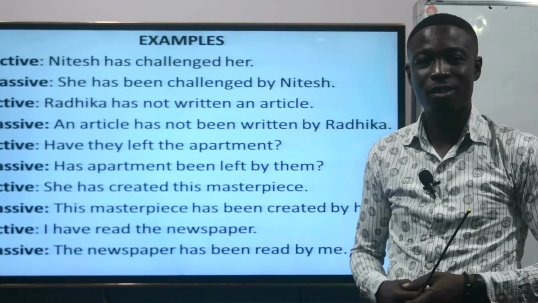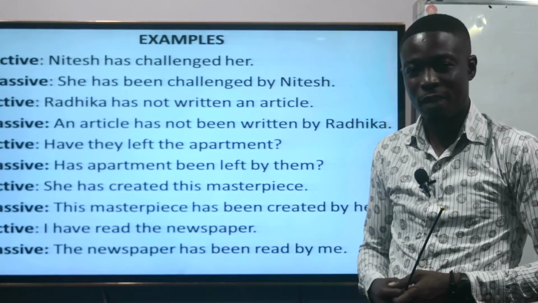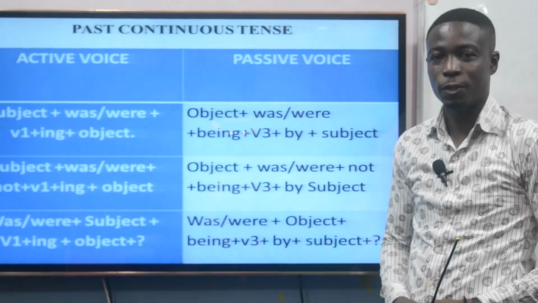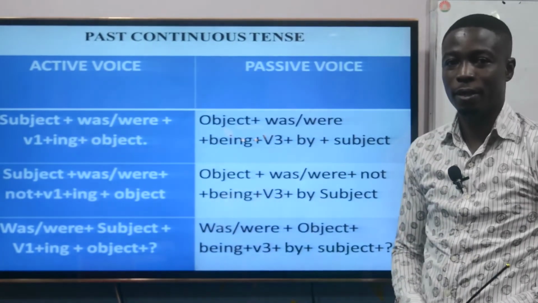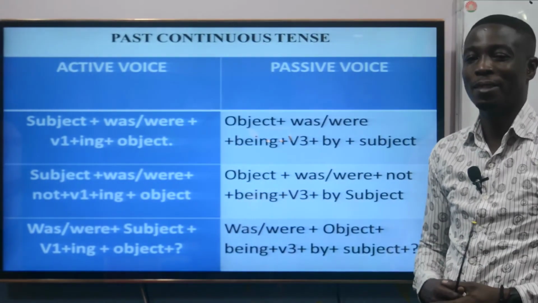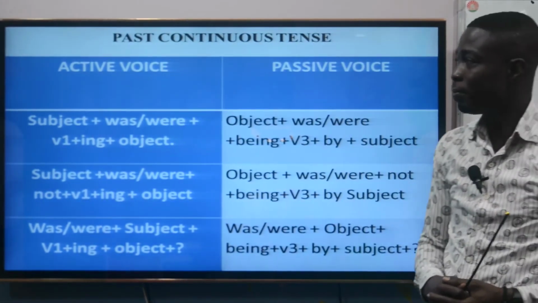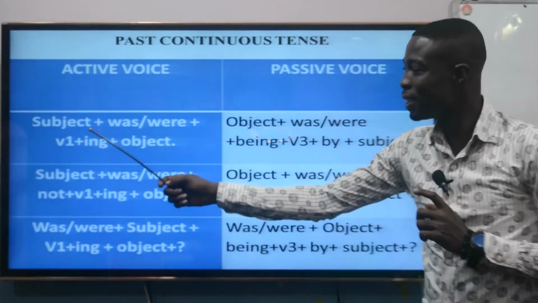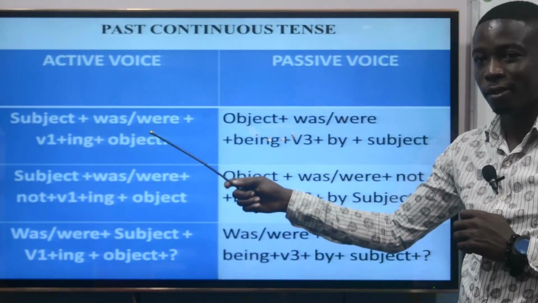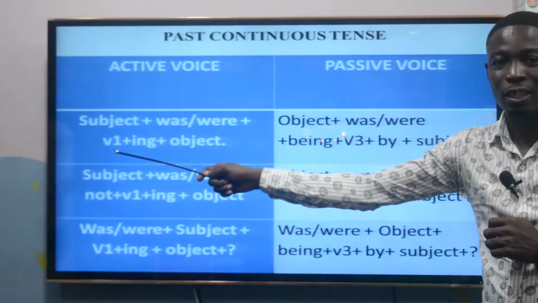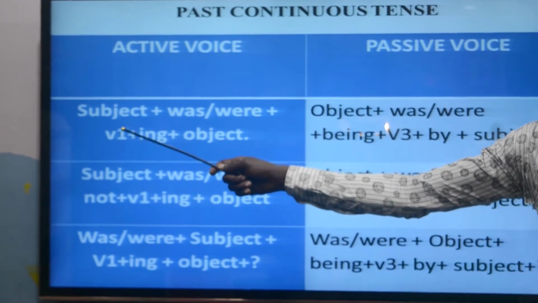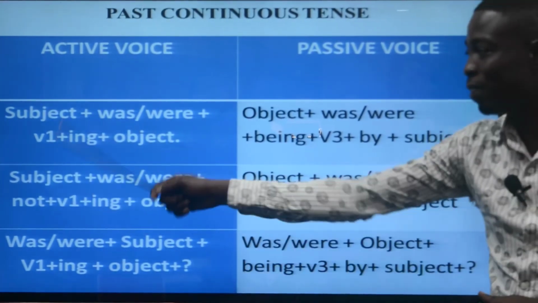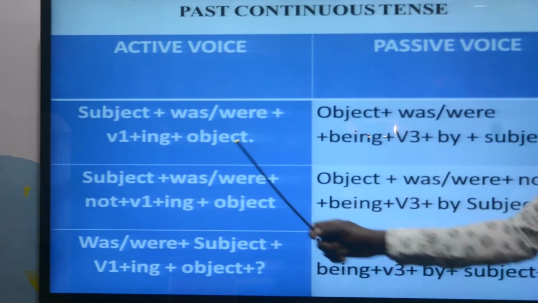All right, so we move on to the next verb tense. Our next verb tense is the past continuous tense. Don't forget, we have already dealt with the simple past tense. With the past continuous tense, the active voice, in the positive statement, we have subject plus was or were plus the ing form of V1 plus object.